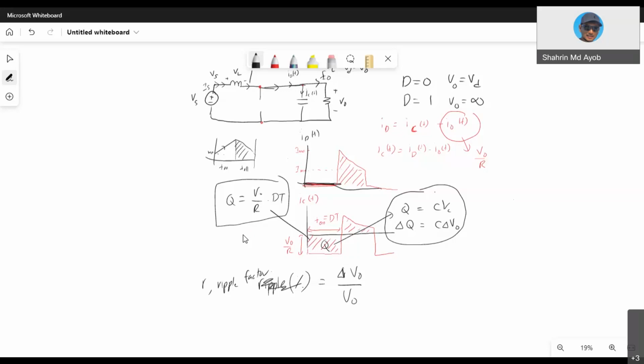So, I want you to do the second assignment, do the simulation, and also prove it by using calculation.